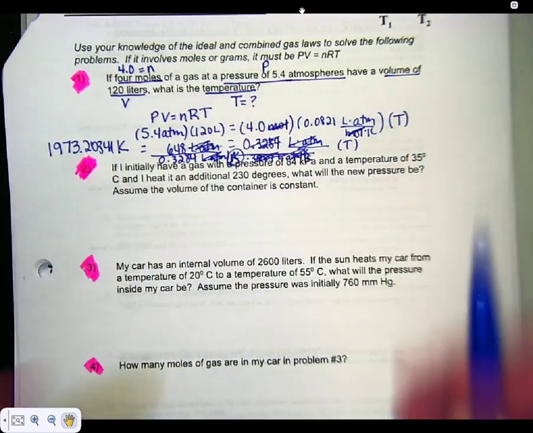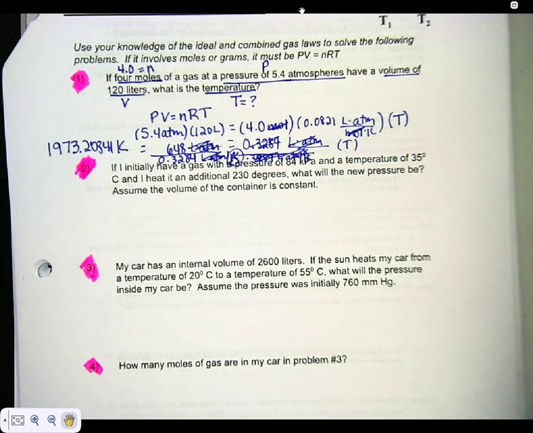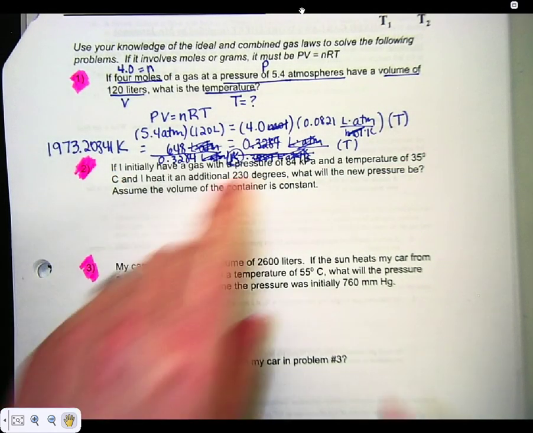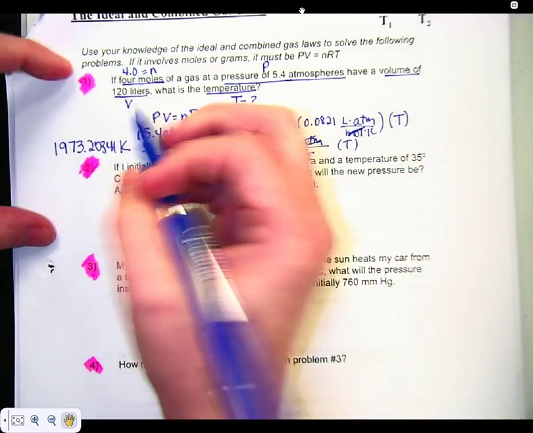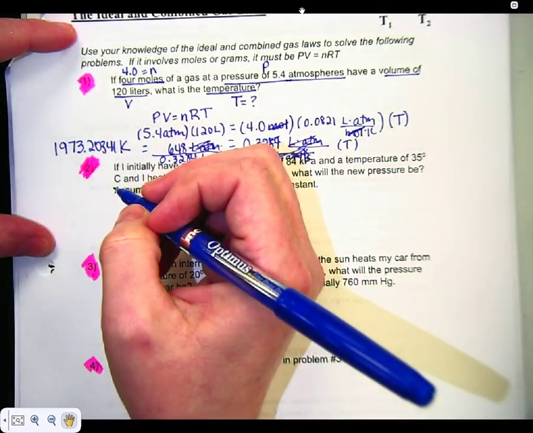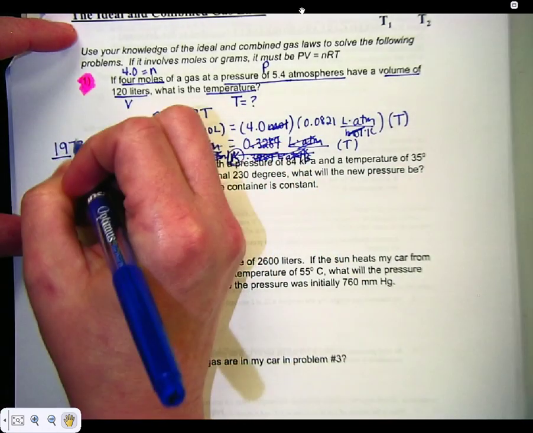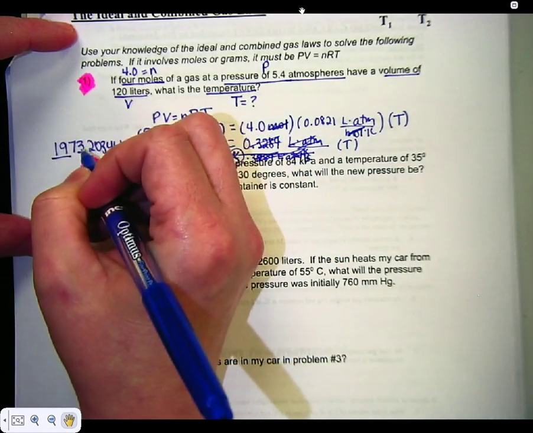We look at our problem and it looks like we have 2 significant digits. 4.0 has 2 significant digits, 5.4 has 2, and 120 also has 2. So to round this to 2 significant digits, we're probably going to have to put this in scientific notation. 1.9, the 7 makes the 9 go up, which makes that a 2.